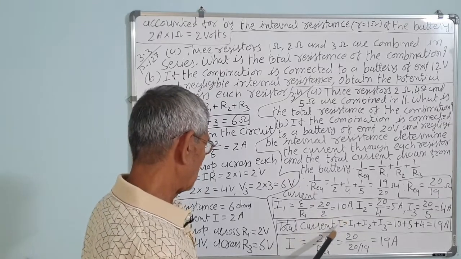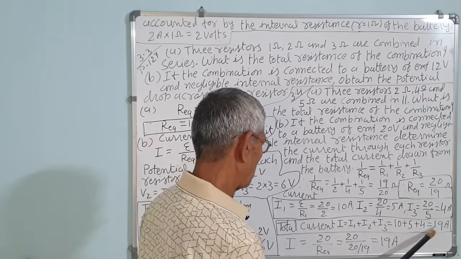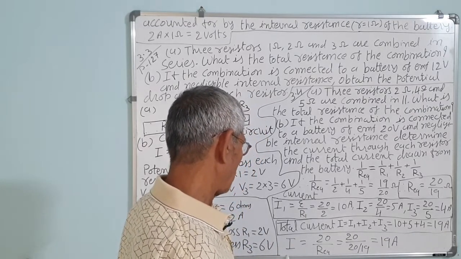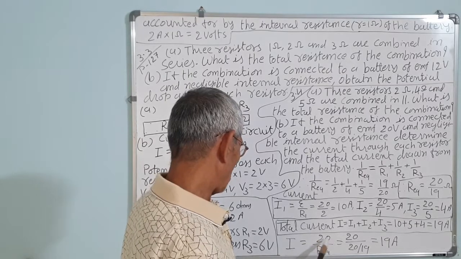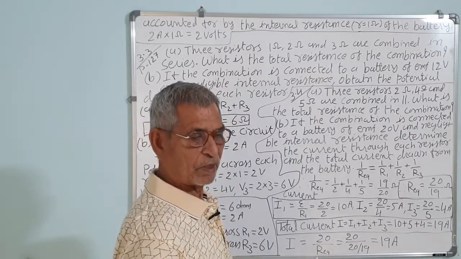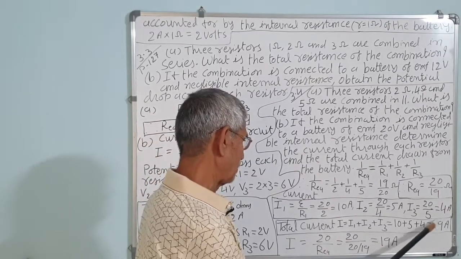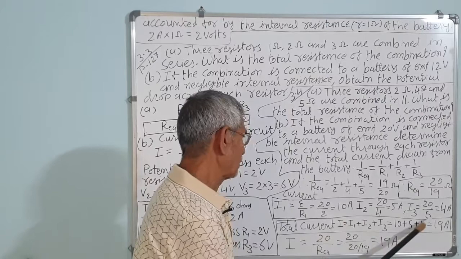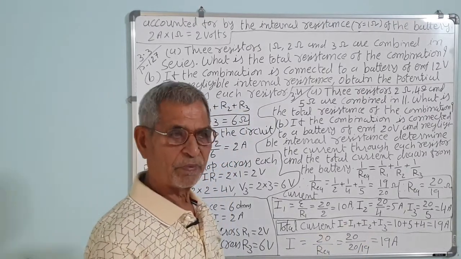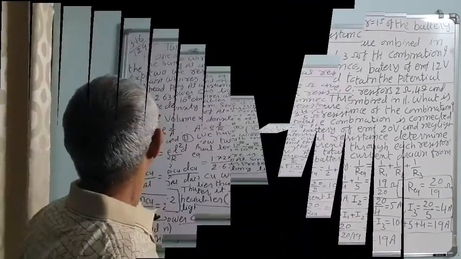The total current is I1 plus I2 plus I3, equal to 10 plus 5 plus 4, that is equal to 19 ampere. Or total current I, you can calculate from this also: total EMF, that is 20 volt, upon the equivalent resistance 20 by 19, that is also 19 ampere. Either you sum up, or divide the EMF of the battery by the equivalent resistance, you will get the answer.